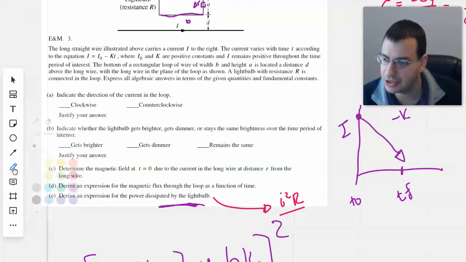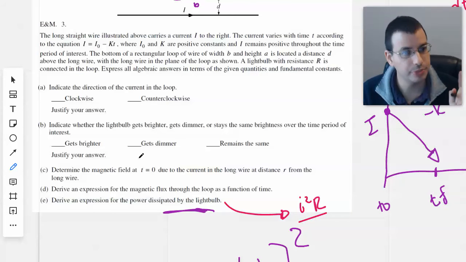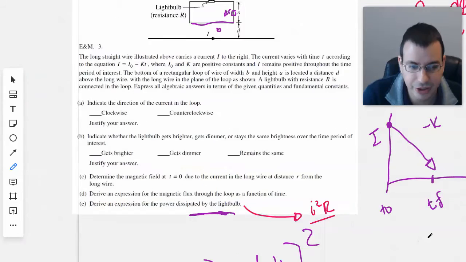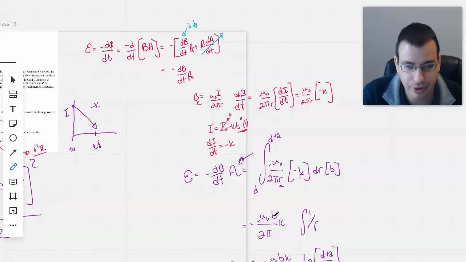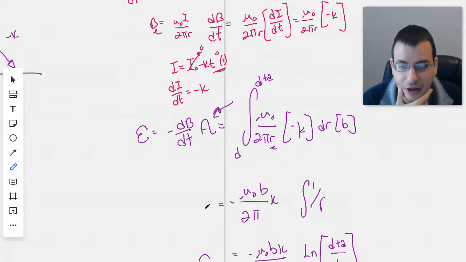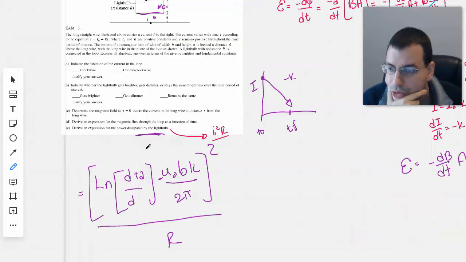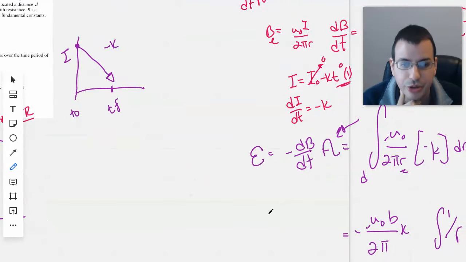So let's see if we answered the other parts of the question, which should be good. Derive an expression for the magnetic flux through the loop as a function of time. Whoa, where'd I go? That's the problem with an infinite board. You can get infinitely lost. All right, magnetic flux with respect to time.